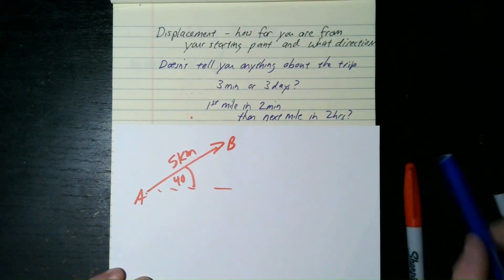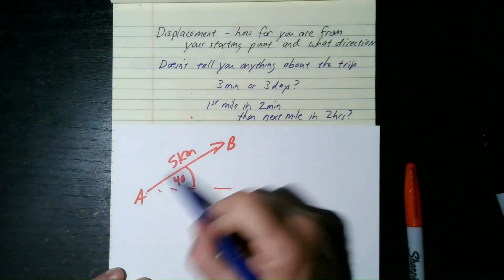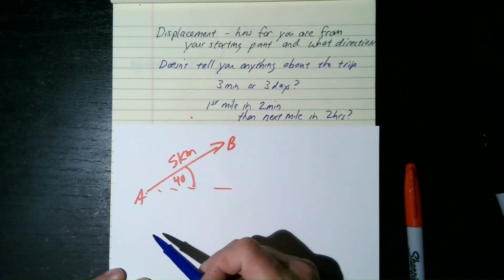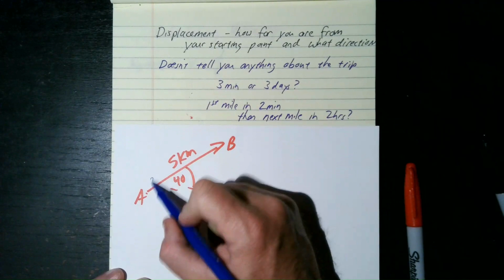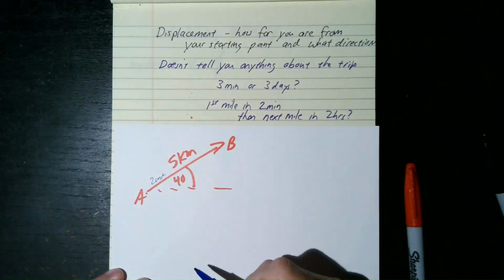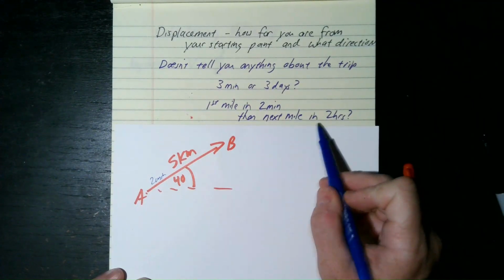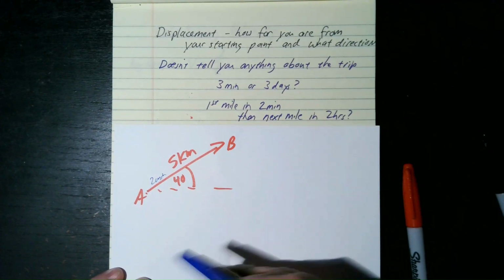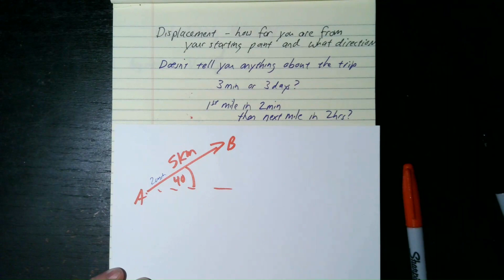In addition, maybe it took 2 hours and 2 minutes to make the trip, but you went the first mile in 2 minutes, went really fast, but then the next mile took you 2 hours. Well, that's not the same motion throughout the entire trip. And one-dimensional motion seeks to describe what the motion was like.